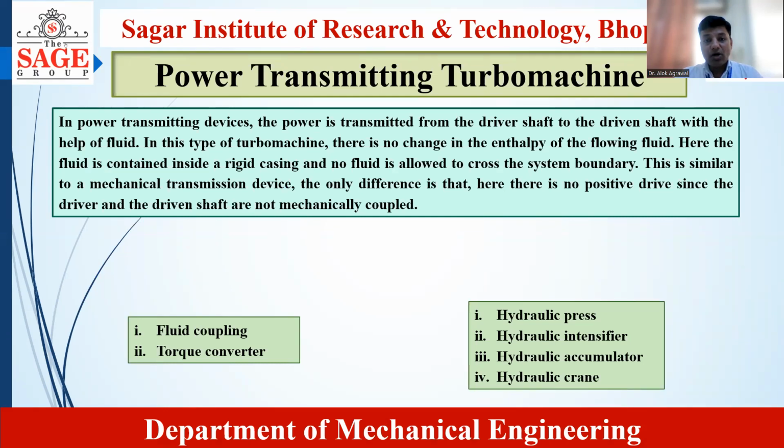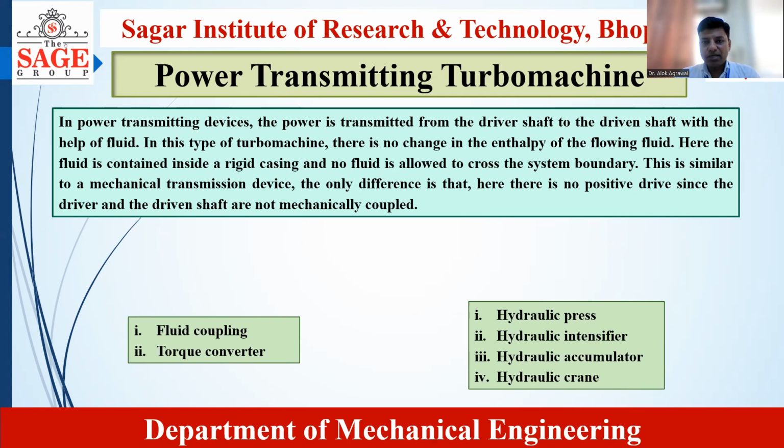Now, in turbo machines, there is no change in enthalpy of the flowing fluid. That is, the enthalpy of the flowing fluid will remain constant. The fluid is in a rigid casing, confined in a boundary, and it is not allowed to cross that boundary. In power generating and power absorbing machines, the fluid can cross their boundaries, meaning fluid comes in, interacts with the turbo machine, and goes somewhere else. But here in the power transmitting turbo machine, the fluid is not allowed to cross the system boundary. And this is equivalent to a mechanical device.